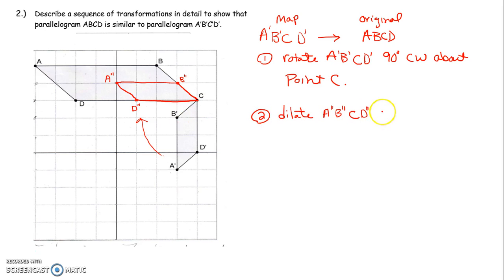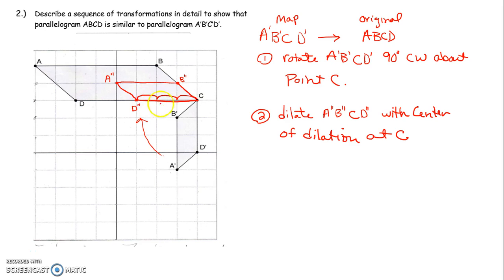So I'm going to dilate this with center of dilation at C. Now I have to just figure out how much am I blowing it up. Well, the reason I mapped this one onto here, because it's going to be pretty easy to see how much you have to blow up this parallelogram to make it match the larger. So if I look here and I know this is 1, 2, 3 units from C to D double prime, well, how many units from C to D? It's 1, 2, 3, 4, 5, 6.